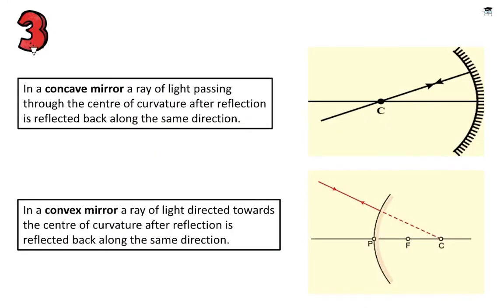So the third ray that we are going to take is that in a concave mirror, a ray of light passing through the center of curvature after reflection is reflected back along the same direction. What it says here is, if we have a ray of light which is passing through the center of curvature, then after reflection at this point, it is reflected back along the same direction. So it will get reflected back in the same direction.